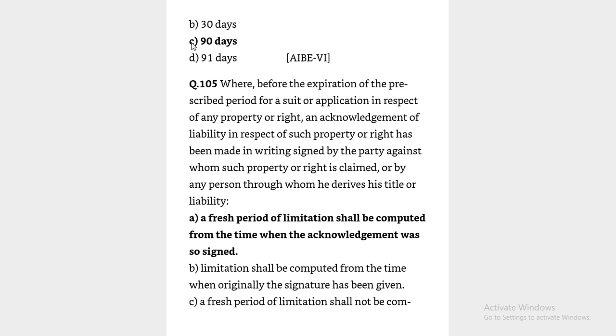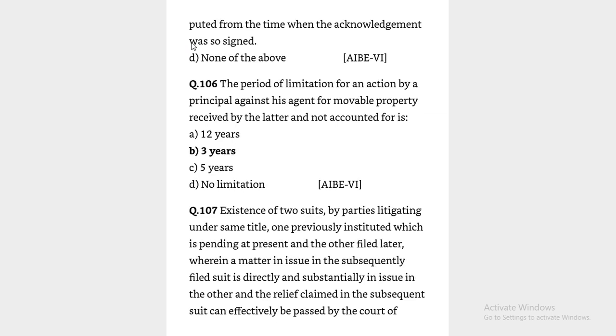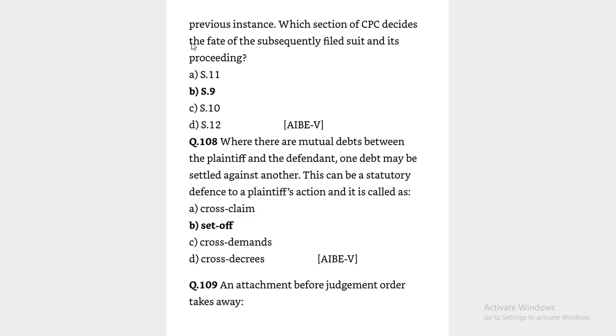Where there are 2 suits by parties litigating under the same title, one previously instituted and pending at present and the other filed later, and the matter in issue in the subsequently filed suit is directly and substantially in issue in the other, then the relief claimed in the subsequent suit can be effectively passed by the court of previous instance. Section 10 deals with this, where you take a stay on the proceedings.